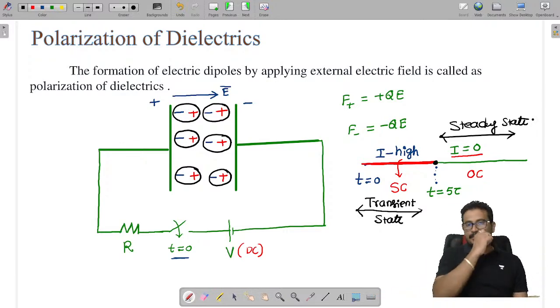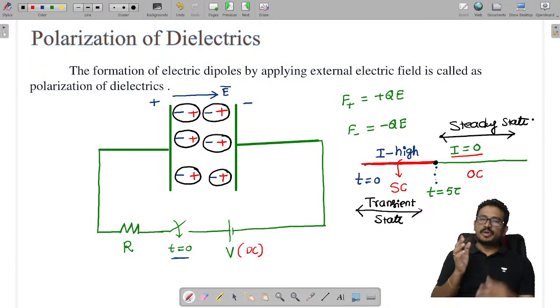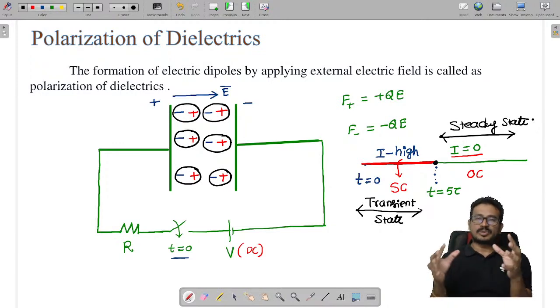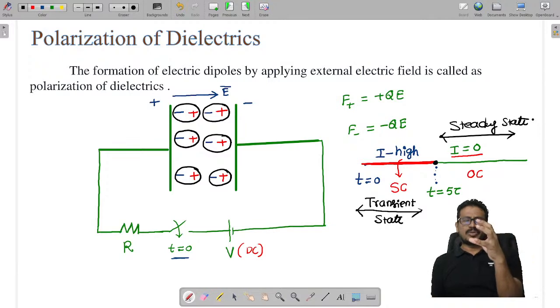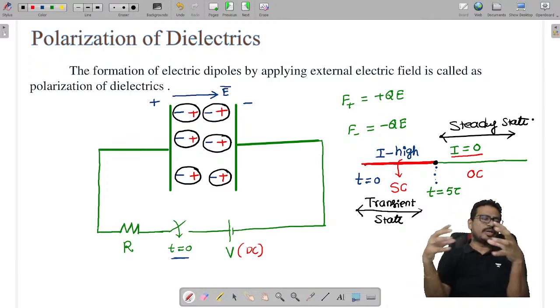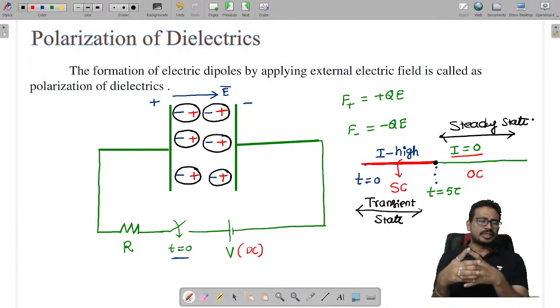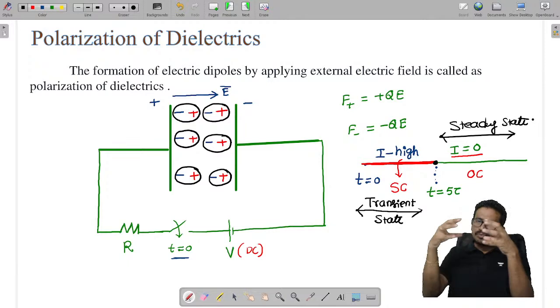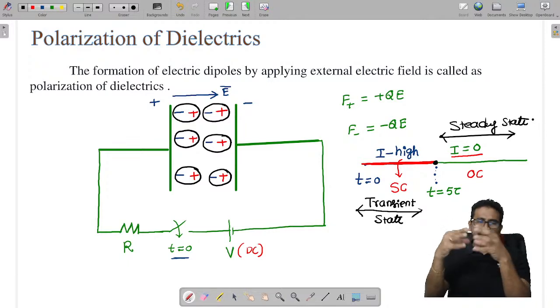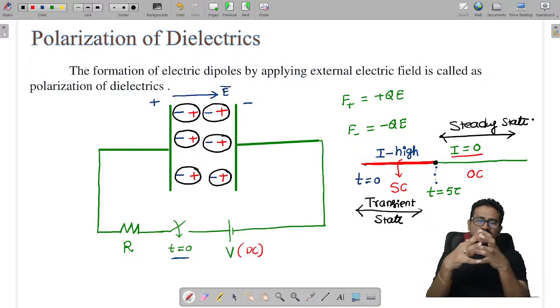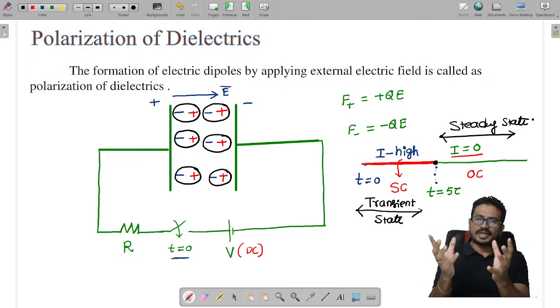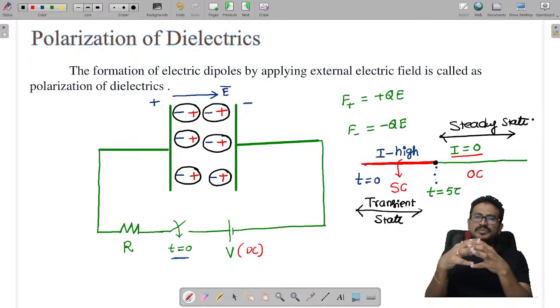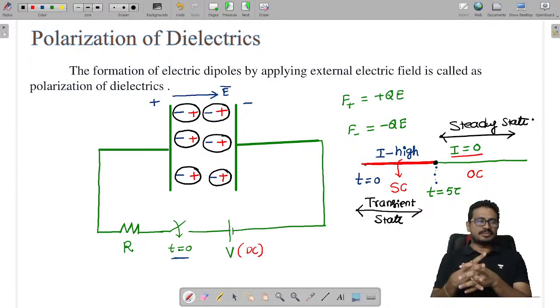Now, what is the transient state? During the formation of a dipole, see what's going to happen. On one side we have a huge amount of positive charge, on the other side a huge amount of negative charge, which will move from one to the other. So during the movement of charge, a lot of collisions take place in the path. Because of that you can find some sparks, and because of the collisions the system becomes unstable.